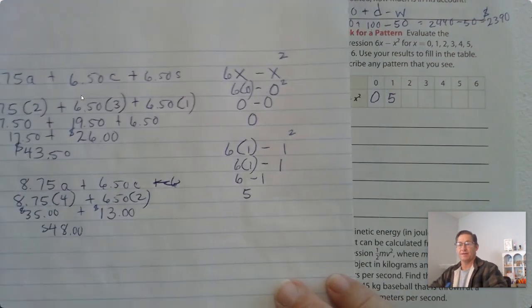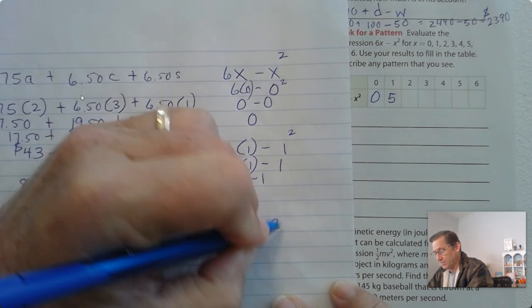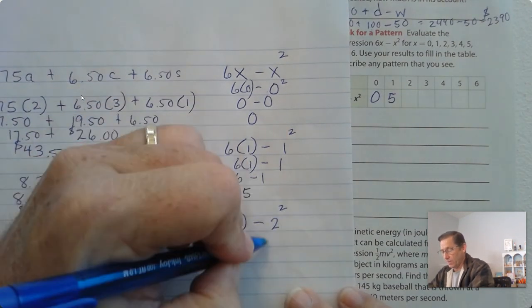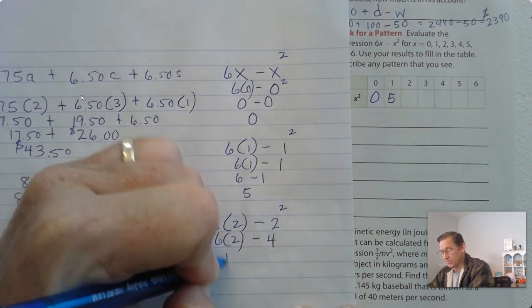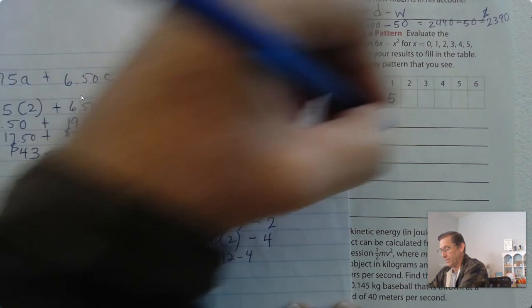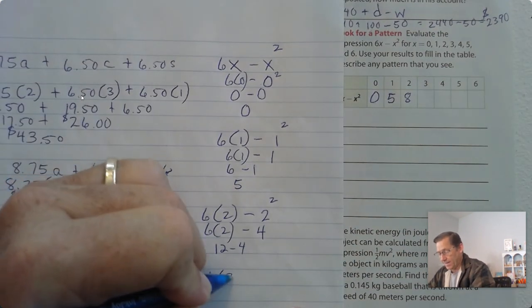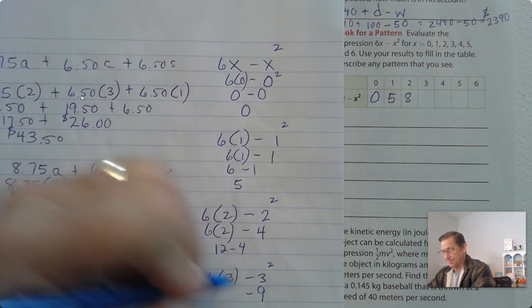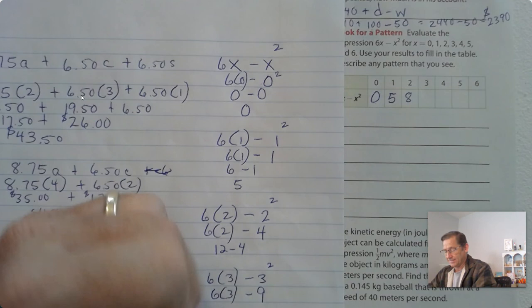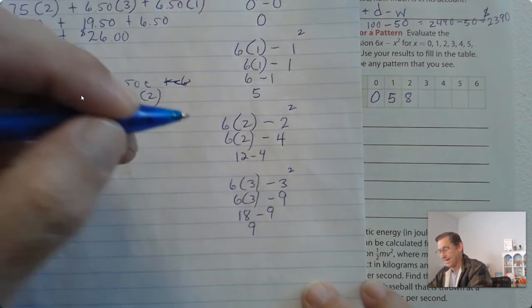Okay. Now, if it was 2, 6 times 2 minus 2 squared. 2 squared is 4. So now we can multiply. 6 times 2 is 12. Minus 4 is 8. When x is 3, 3 squared is 9. 6 times 3 is 18. 18 minus 9 is 9.